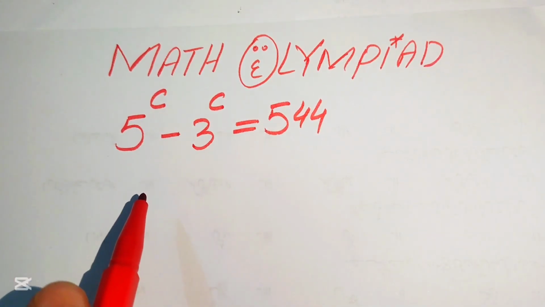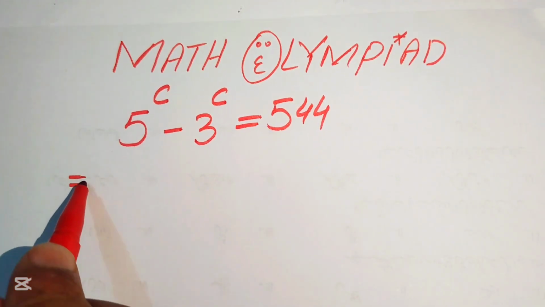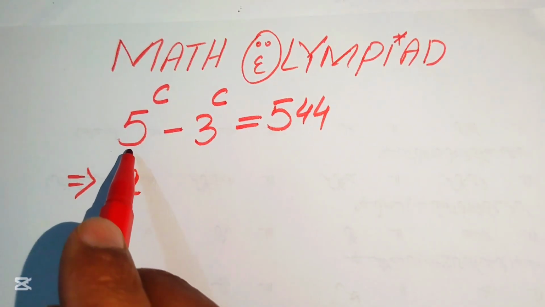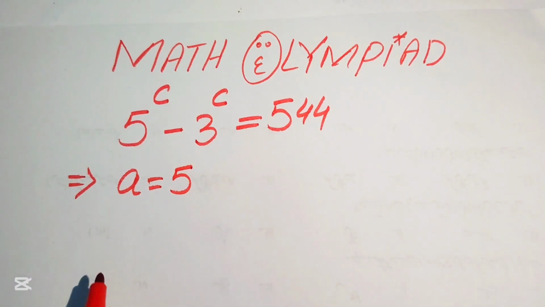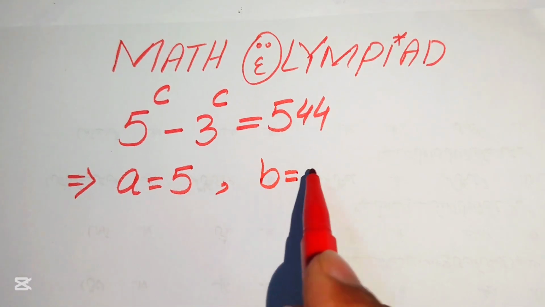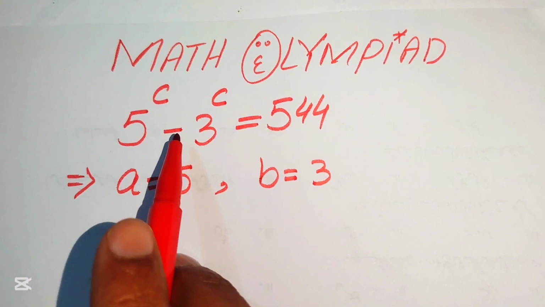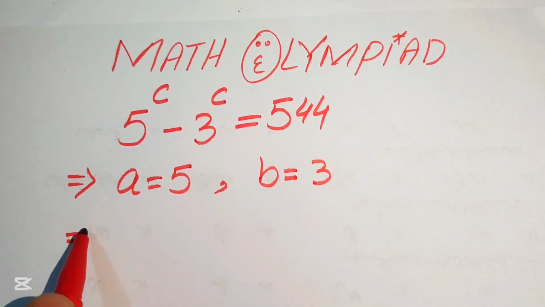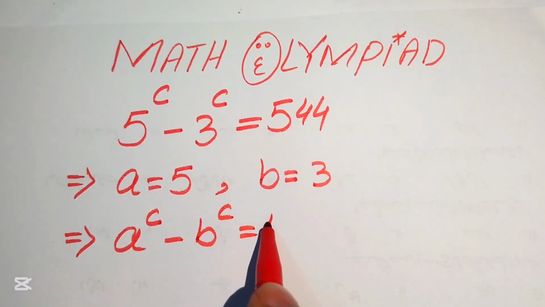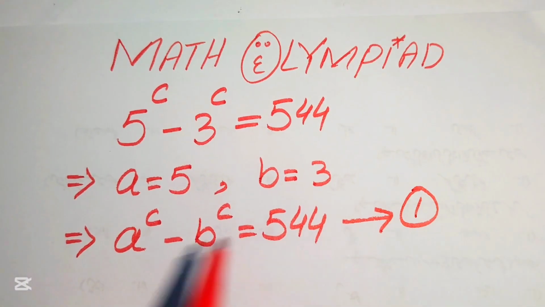In the reverse engineering method, the very first step is to take the base of the first term equal to a. You see the base of this term is 5, and we denote it by a. The base of this term is 3, and we call it b equals 3. When you substitute these two values into the equation, it is written as a to the power of c minus b to the power of c equals 544. We call this equation number 1.